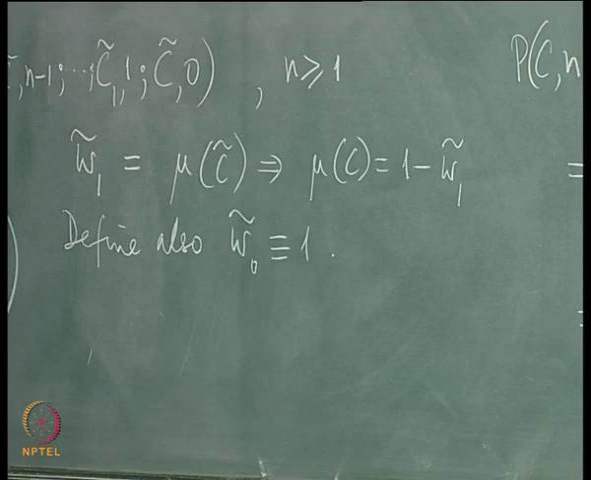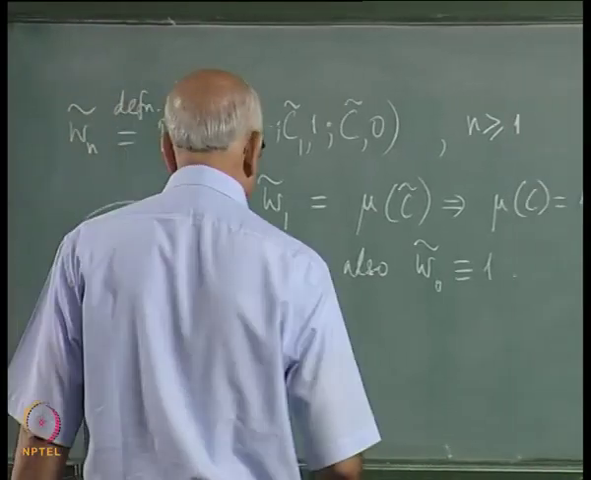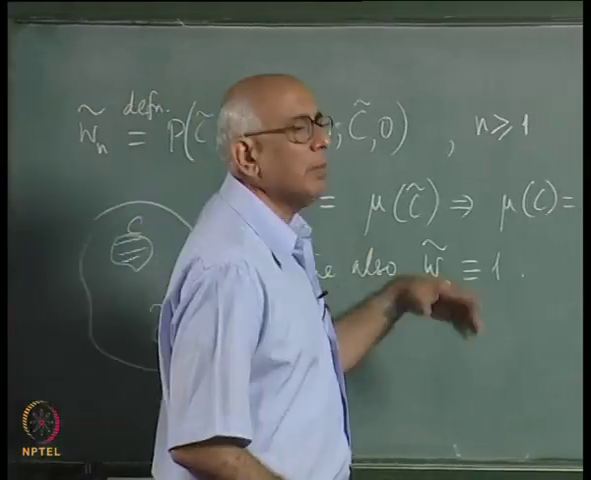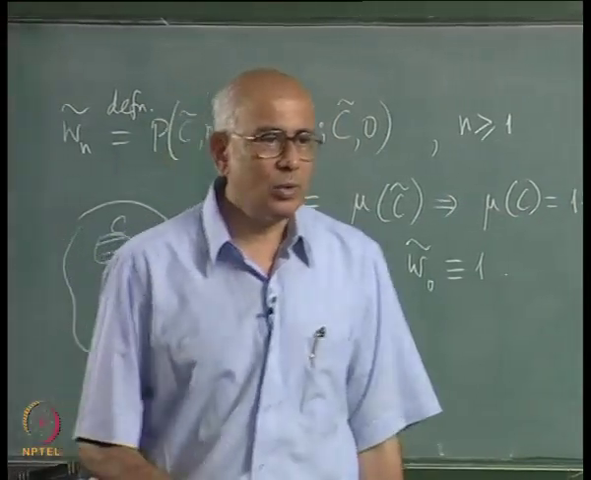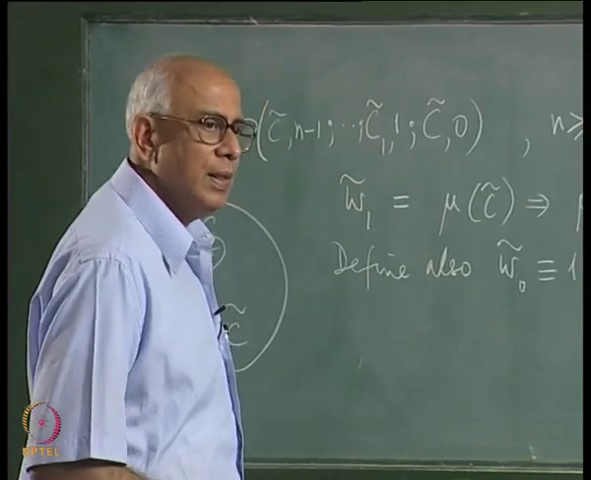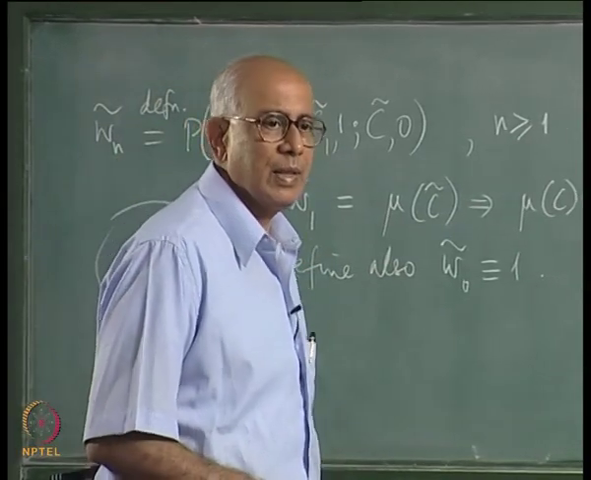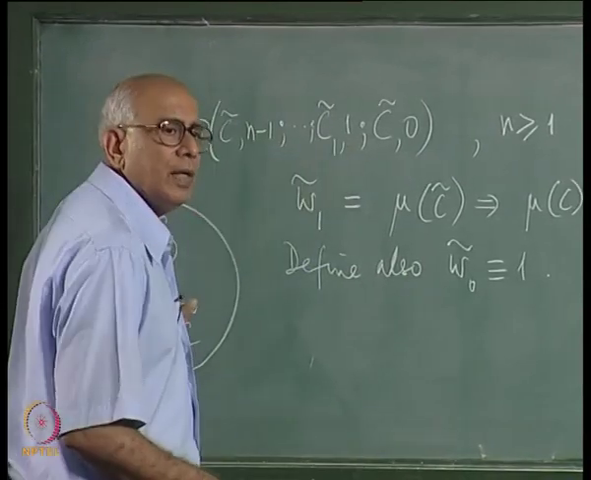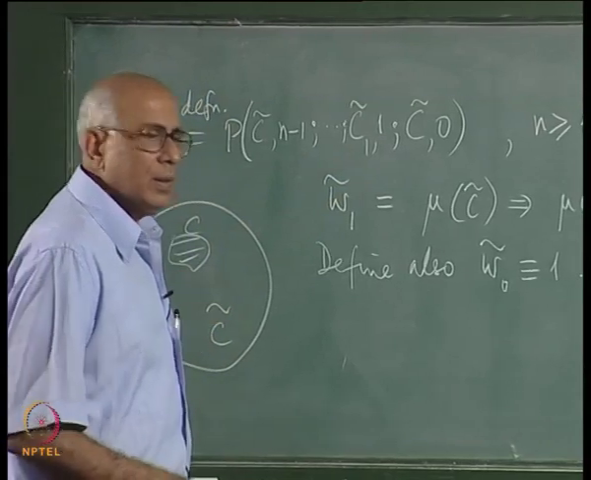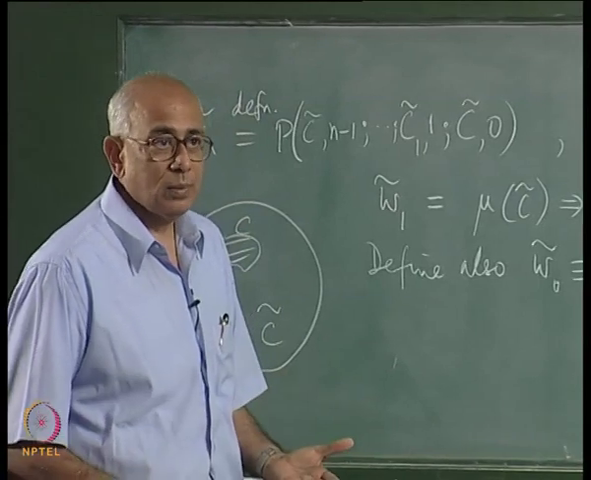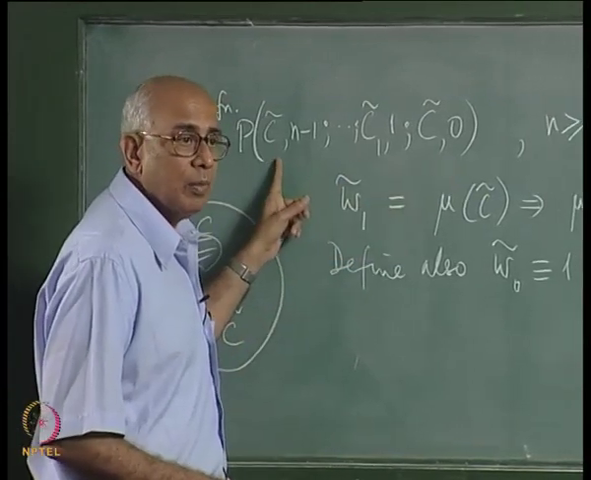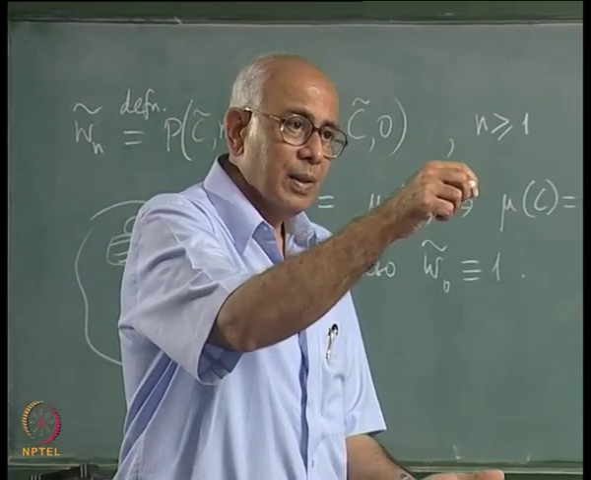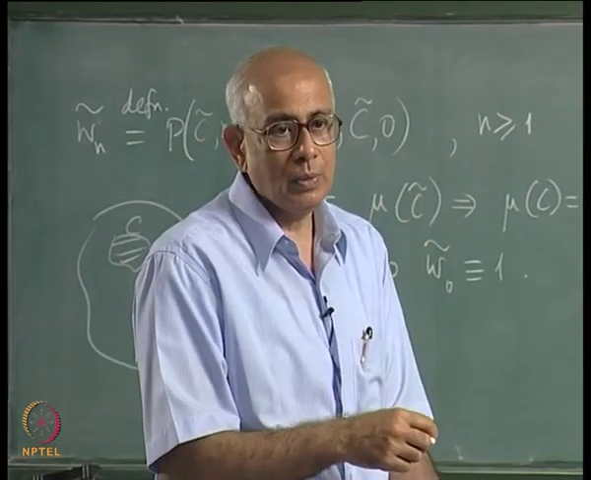Okay. What can we say about this sequence W_n tilde? This is a sequence of numbers now, starting with 1, W_1 tilde is some number less than 1, between 0 and 1, and so on. What can we say about this set of numbers? Is it an increasing sequence or a decreasing sequence as n increases? It should decrease, because this is the probability that the system does not enter C at all. So it is a sequence which is bounded from below, because these have got to be non-negative numbers, being probabilities. So the sequence starts at 1 and is a non-increasing sequence bounded from below by 0.